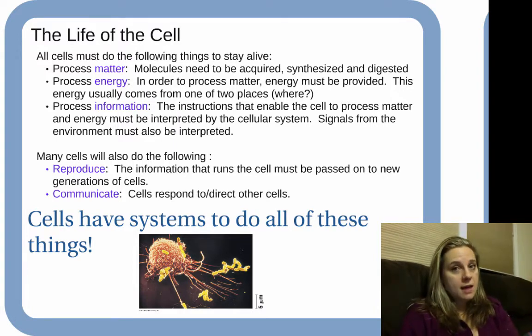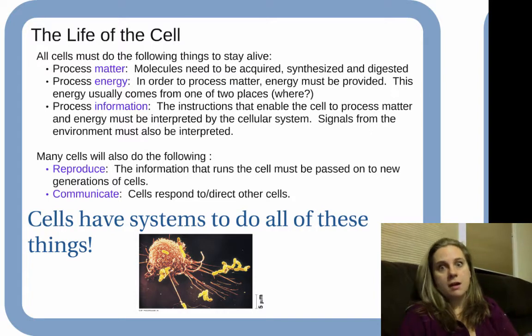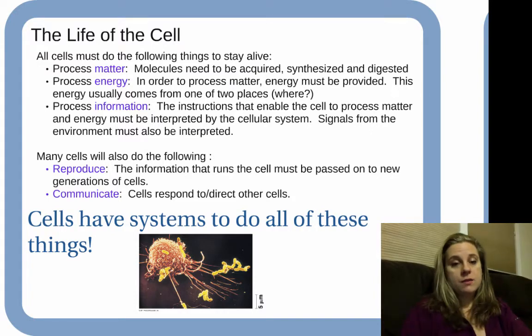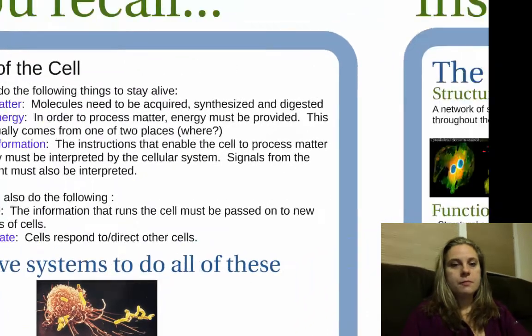Now, besides that, cells are also going to do a few other things, but these aren't necessary for survival. They're going to reproduce. The information that runs the cell gets passed on to next generations of cells. Part of that is cell theory: cells beget other cells. And they also need to be able to communicate directly with other cells. And we have systems for that. Well, our cells have systems for that, right?